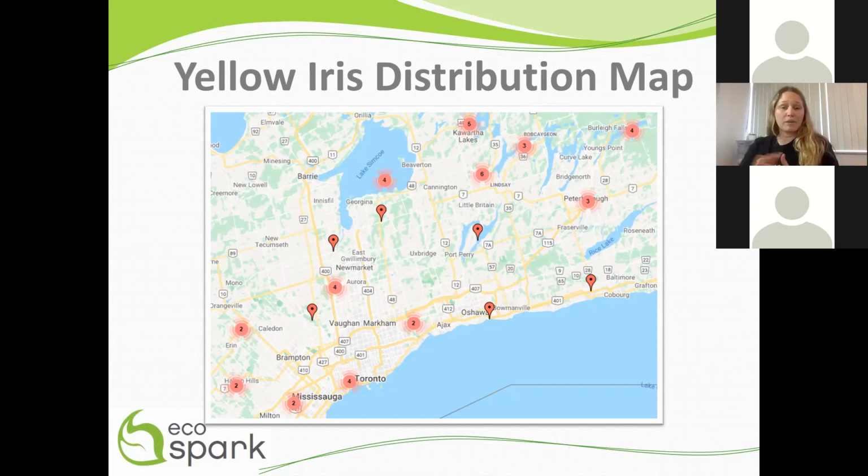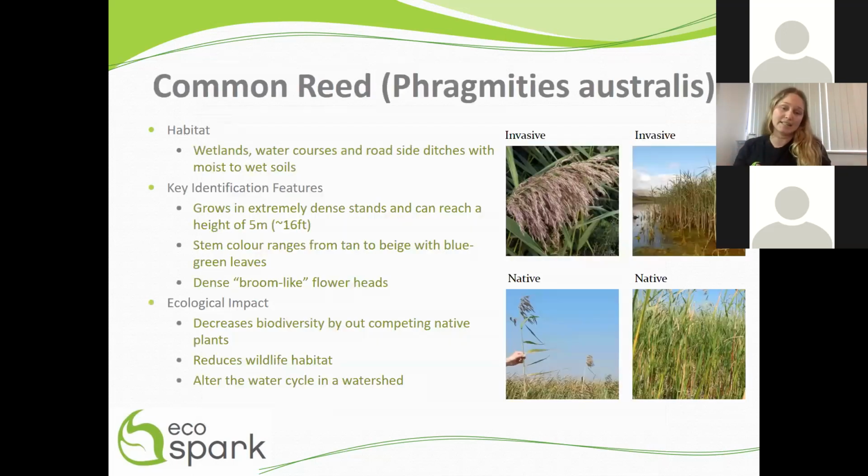And now with that, we're going to take a look at Phragmites. This one might be one that you might be a little more familiar with. It's known as a common reed or Phragmites australis. There are 2 different versions: the native and the non-native. Our invasive Phragmites is a perennial grass that is native to Eurasia. We can find it in wetlands, watercourses, roadside ditches, and many areas that have moist to wet soils.